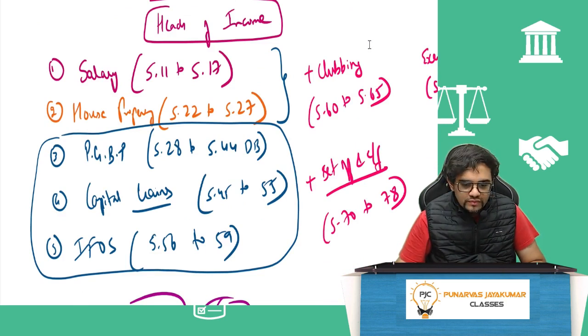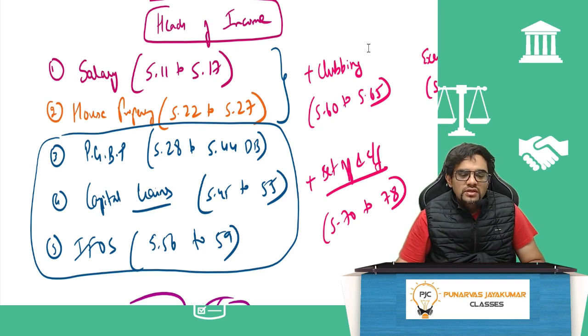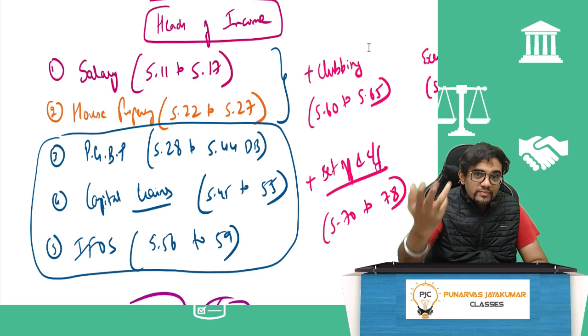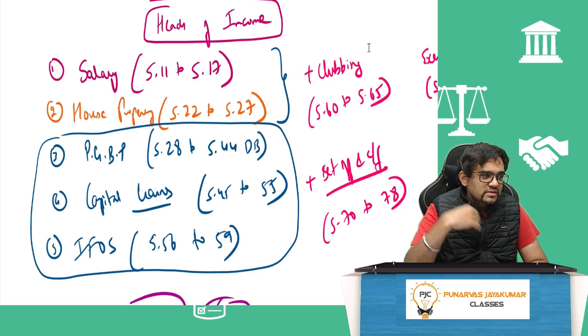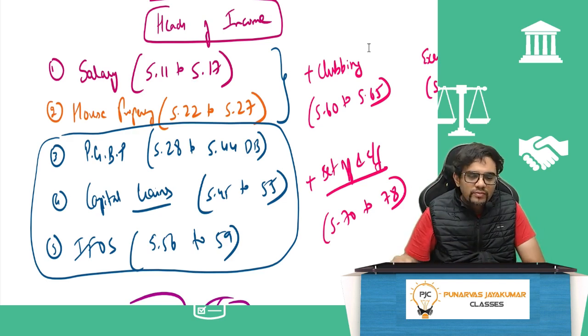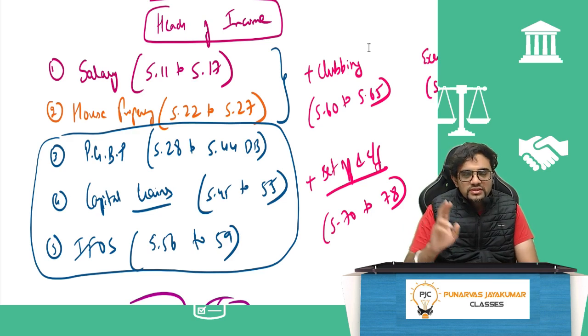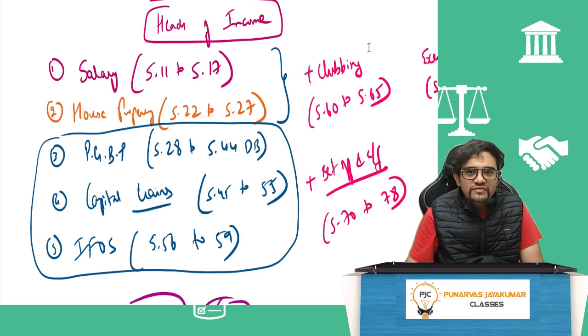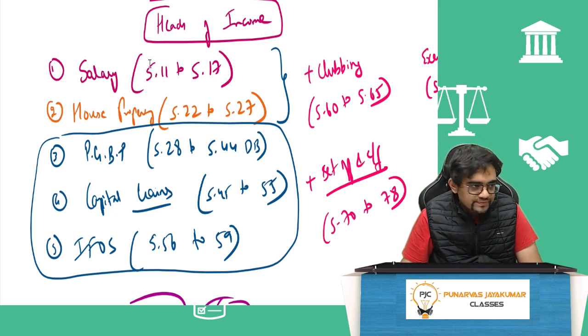Of course, anybody starts off with PGBP first. That is a very important area, because major questions come from PGBP itself. Then capital gains, of course. Though only 4 to 5 marks come from it, it is very important, because generally instead of a standalone question, they'll mix and give everything. And then we have income from other sources.